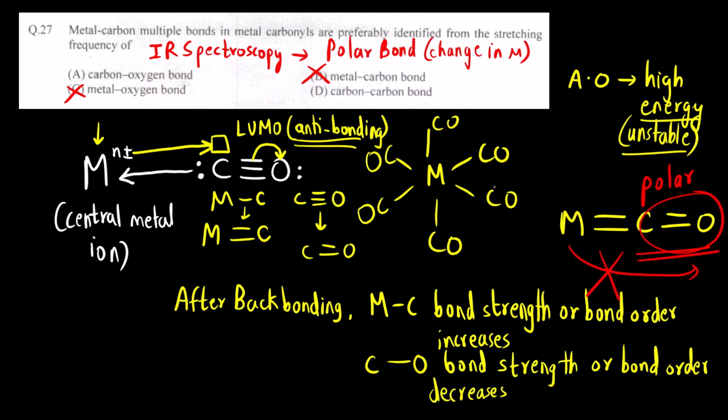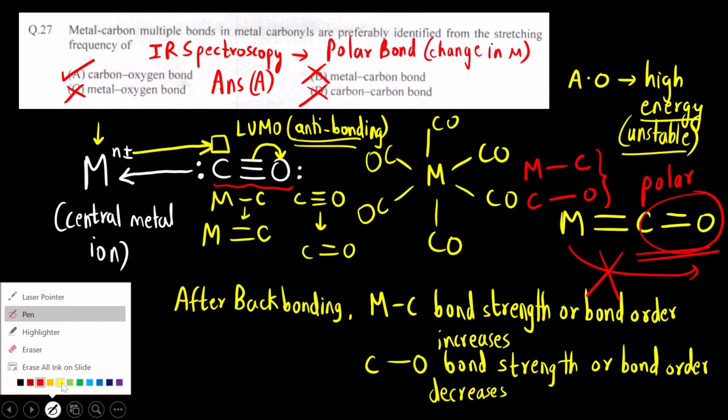Carbon carbon bond is non-polar, it will not be seen in infrared spectroscopy, and it is not present here in metal carbonyls. Which bonds are present? The metal carbon linkage and the carbon oxygen linkage are present, right? So in infrared spectroscopy, it is the carbonyl bond that is identified, that is the carbon oxygen bond. Either it can be a triple bond, or if back bonding is present, then it will be a carbon oxygen double bond. So the correct answer for this question will be option A.